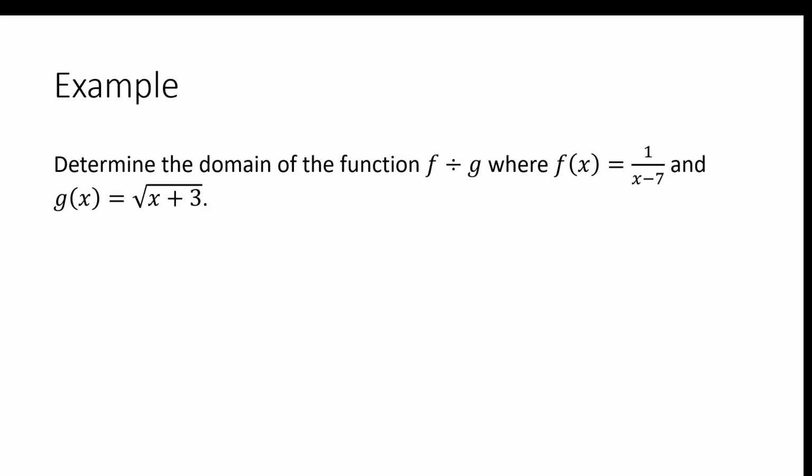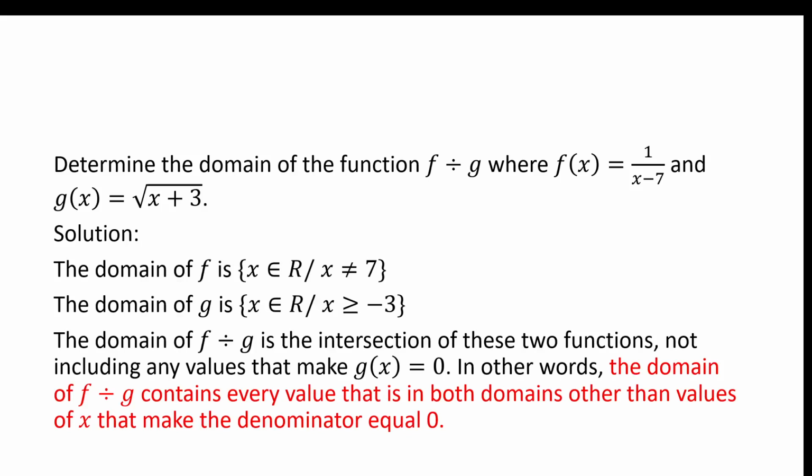And now what if we want to determine the domain of the function f divided by g, where f of x is 1 over x minus 7 and g of x is the square root of x plus 3? Well, let's take a look at that. As we already know, the domain of f is x element of the reals such that x cannot equal 7. The domain of g is the set of all x element of the reals such that x is greater than or equal to -3.